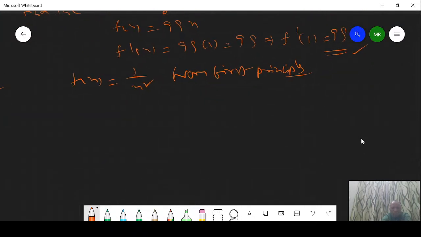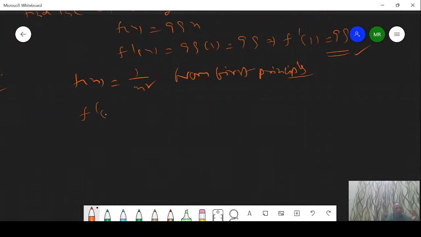So when they are asking first principle, first you write the formula. Definitely they will give 1 mark. f'(x) = limit h tends to 0 of (f(x+h) - f(x))/h. This I can write conveniently as limit h tends to 0, 1 by h outside.